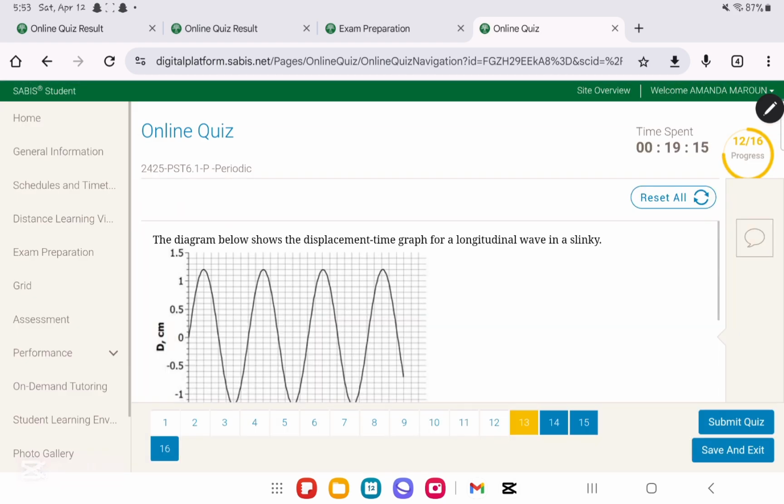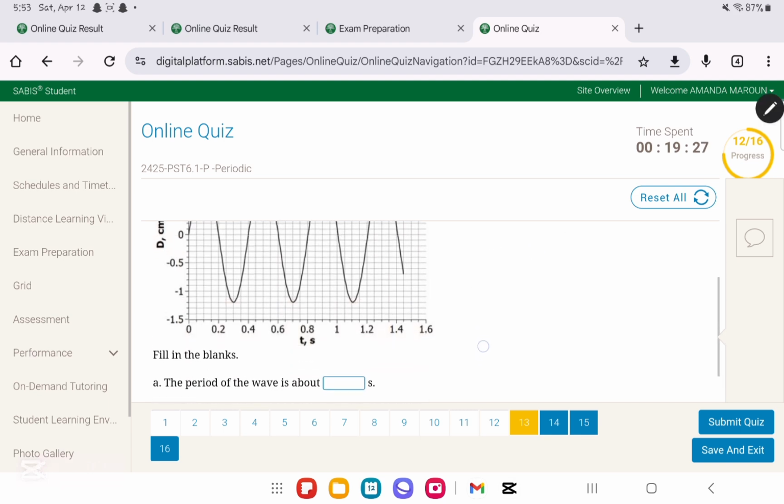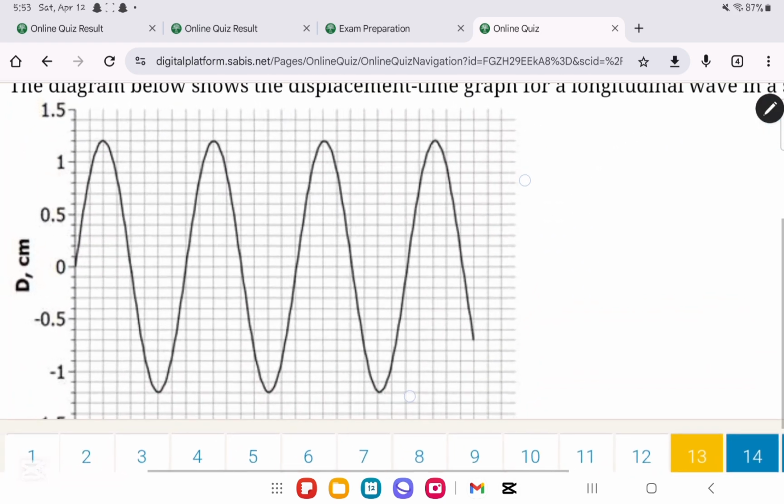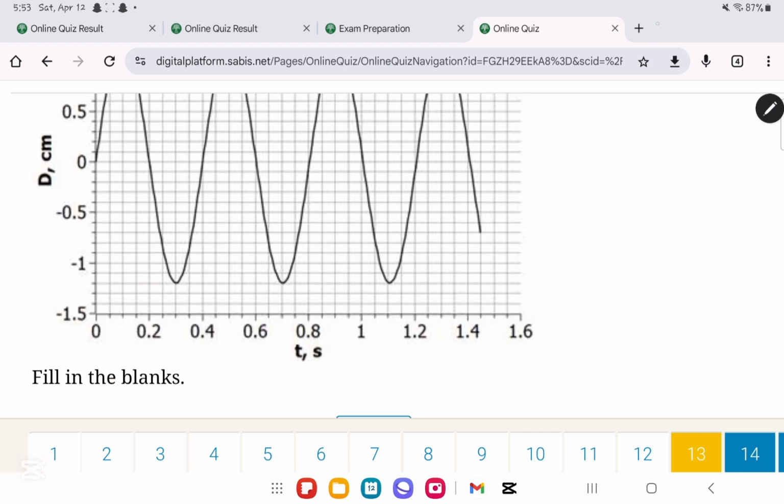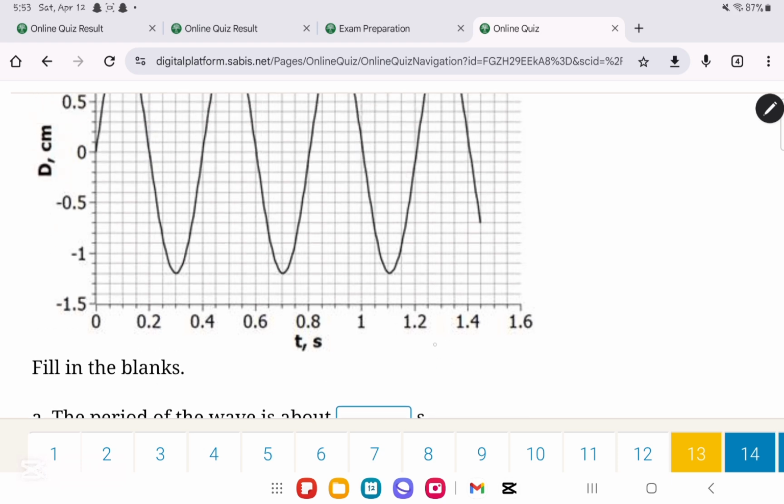Okay, we move on to question number 13, my bad. The diagram below shows the displacement time graph for a longitudinal wave in a slinky. So look what's going to happen over here. We are given the displacement, I believe, in centimeters, and the time in seconds. They want the period of the wave.